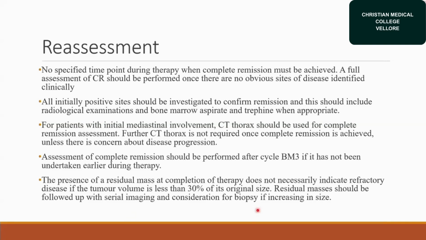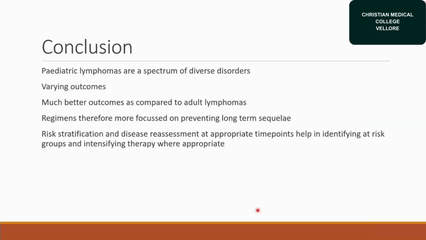So if the tumor volume has come down to less than 30% of its original size, even if there is some avidity, a lot of protocols say you wait and watch, you don't need to biopsy. If the reduction is not to less than 30% of the original size, or if there is obvious progression of disease, then we are supposed to do a repeat biopsy, confirm that there has been no transformation, and offer more aggressive treatment. I am not talking about relapsed lymphomas here.